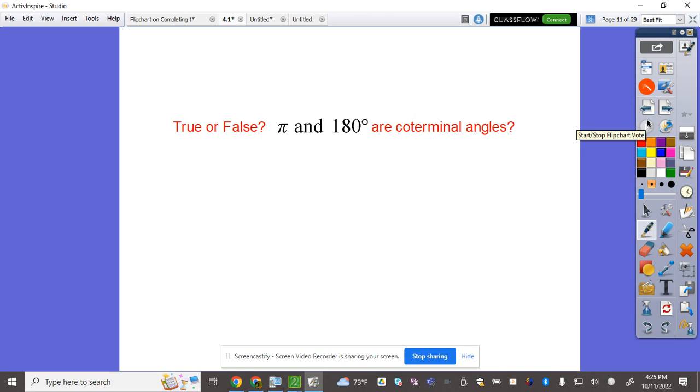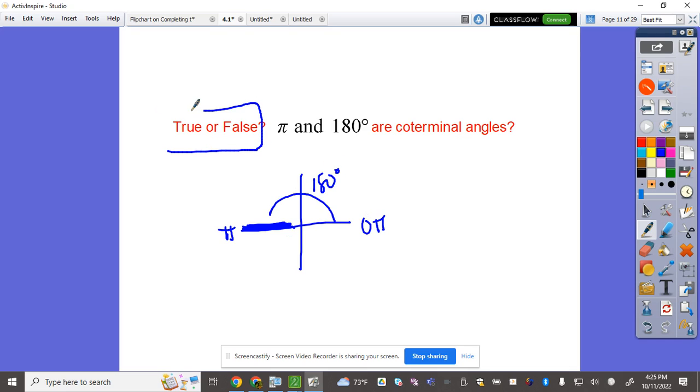All right. True or false: are pi and 180 degrees coterminal angles? We know pi is this here. The pi falls on the negative side of the x-axis, which is also 180 degrees. So is the answer true or false? That is for you to figure out.